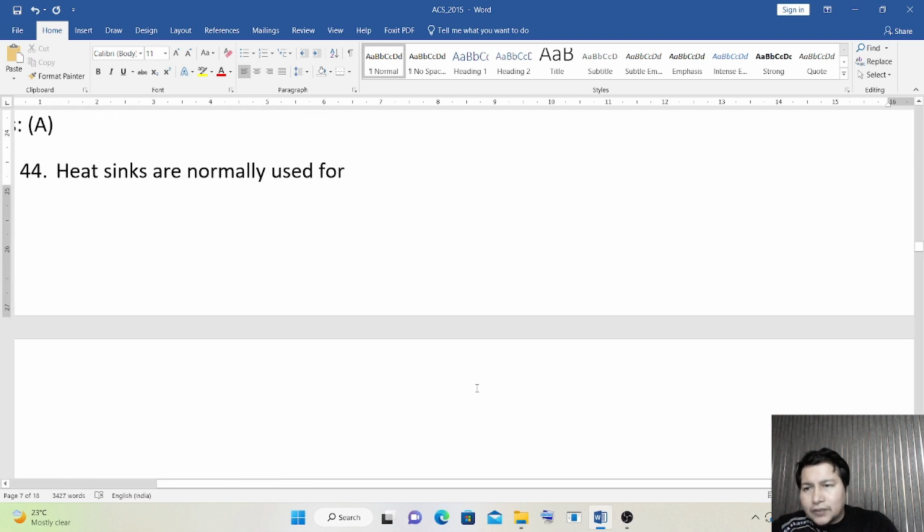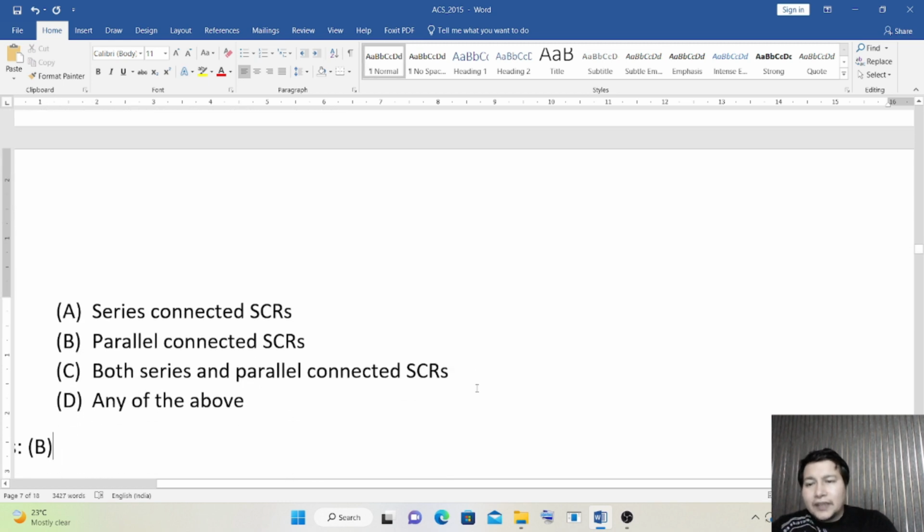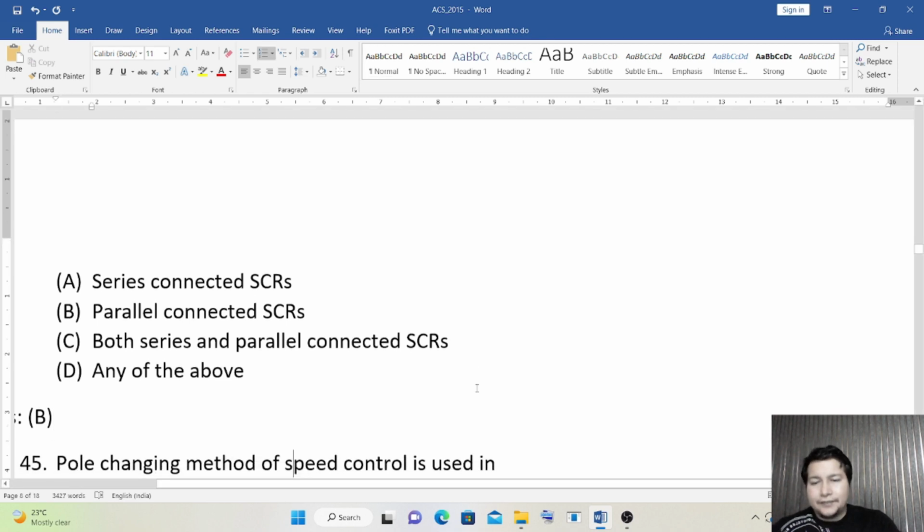Next, serial number question. Heat sinks are normally used for series connected SCRs, parallel connected SCRs, both series and parallel connected SCRs, any of the above. So series connection, your correct answer is parallel connected SCRs.